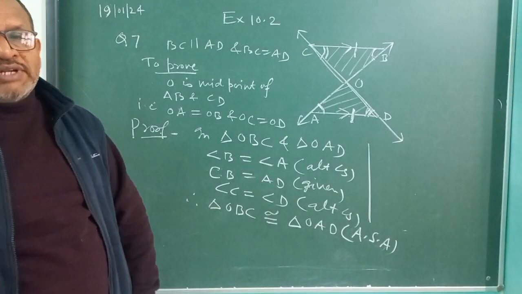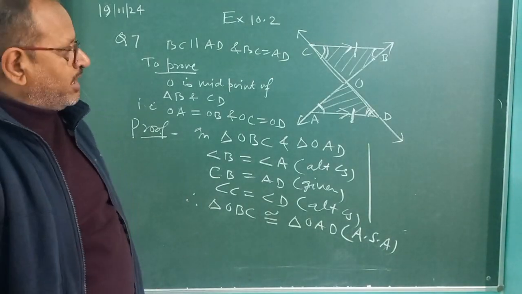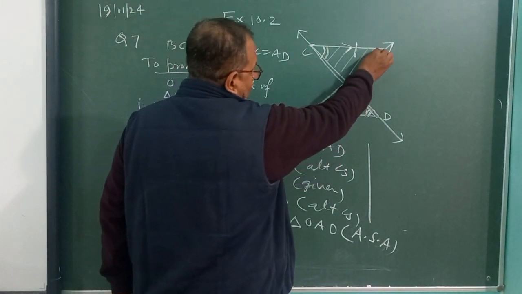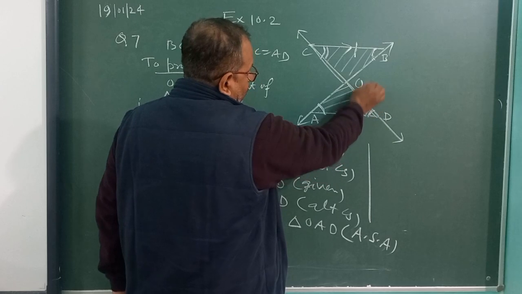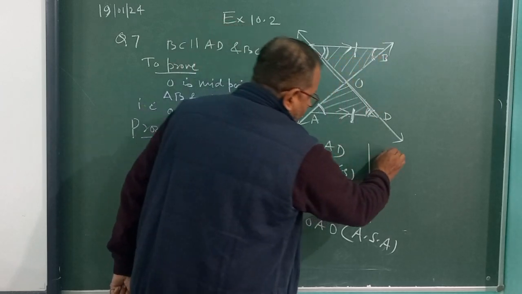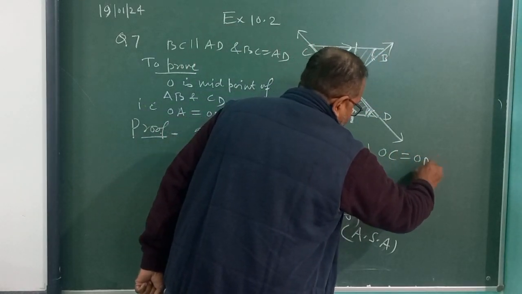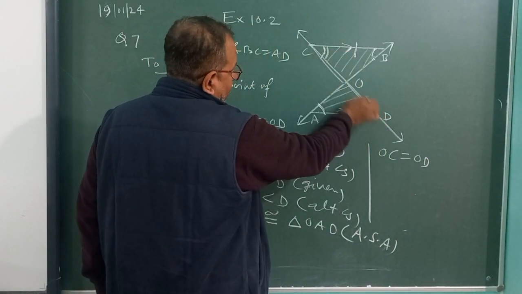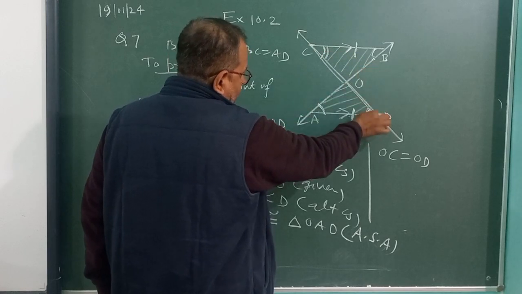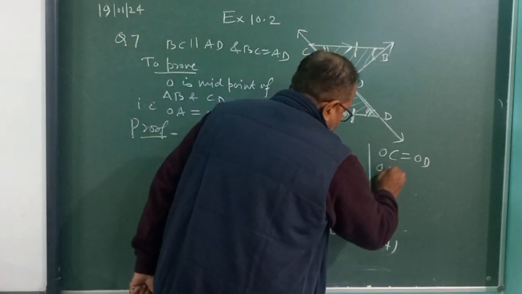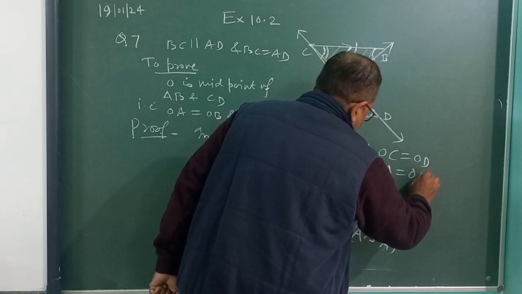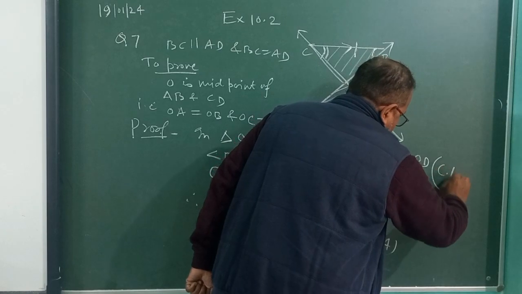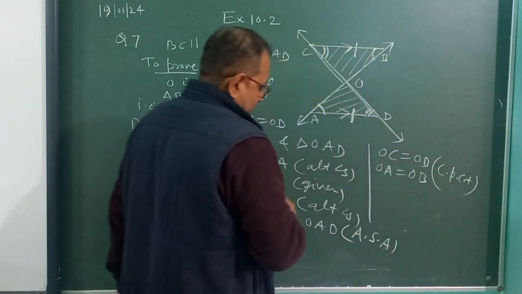So we know that if two triangles are congruent, their corresponding parts are equal. So equate the corresponding parts. Angle A, angle B are equal. So their opposite sides OD, OC will be equal. So we can write OC is equal to OD. Next, angle C, angle D are equal. Angle C opposite side OB, angle D opposite side OA. So we will write OA is equal to OB, corresponding parts of congruent triangles.